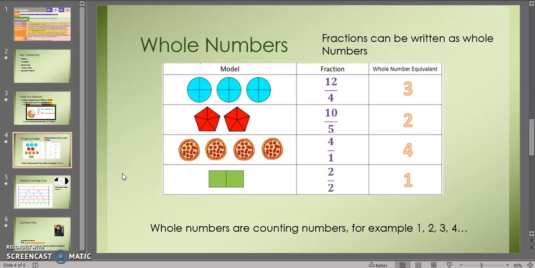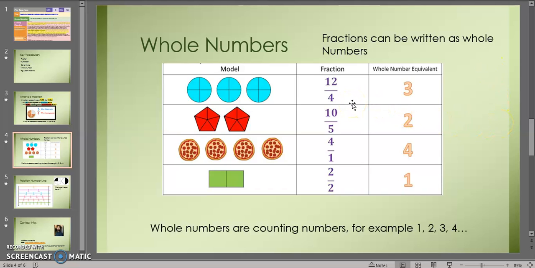Let's look at the examples here. We see 3 columns. The first are visual models. Next to that are fractions. And lastly are the whole number equivalents.